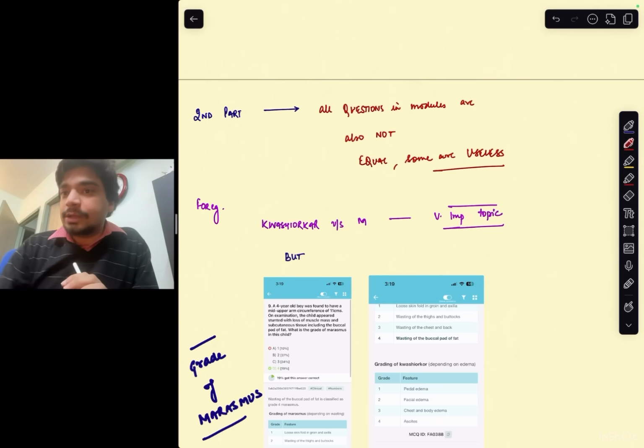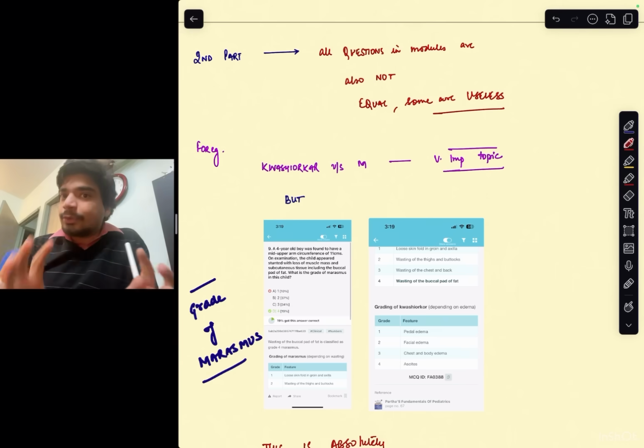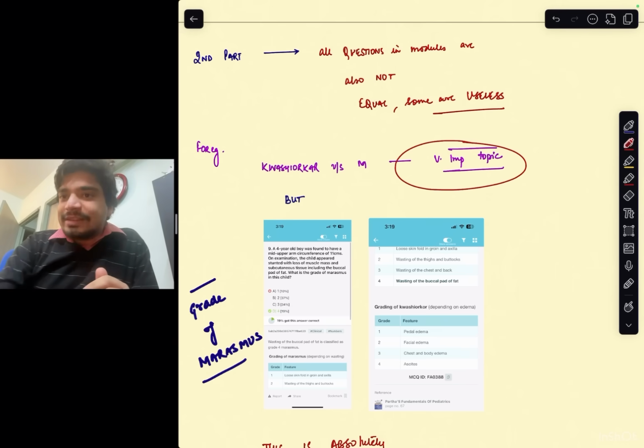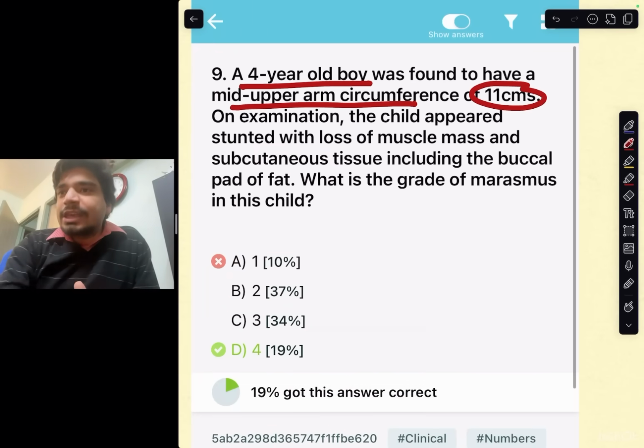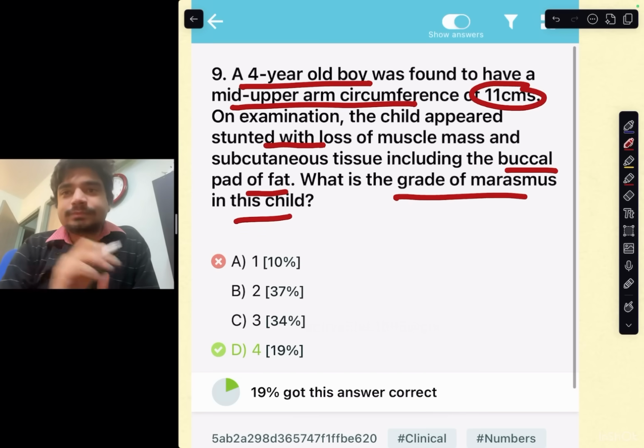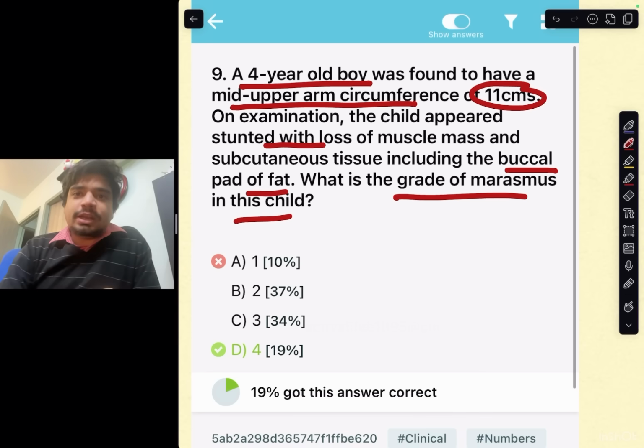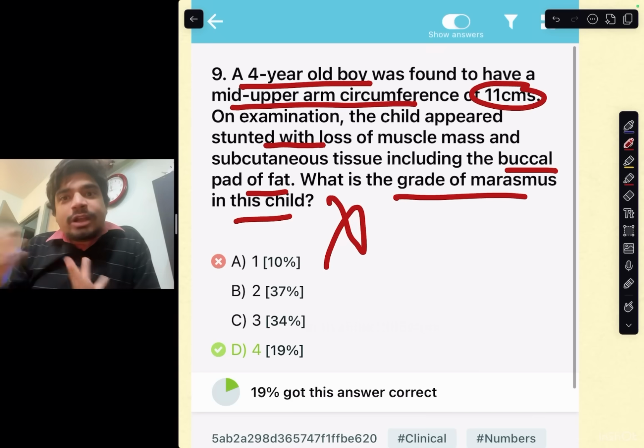I'll give you an example. Kwashiorkor versus marasmus, protein energy malnutrition, is a very important topic. One or two questions come every time. See this question: a 4-year-old child has come with mid-upper arm circumference of 11 centimeters. He's stunted. What is the grade of marasmus with loss of buccal pad of fat? I also answered it incorrectly. I also did not know. Nobody does grading. I did not even do grading of marasmus in my MD in pediatrics. Imagine that.